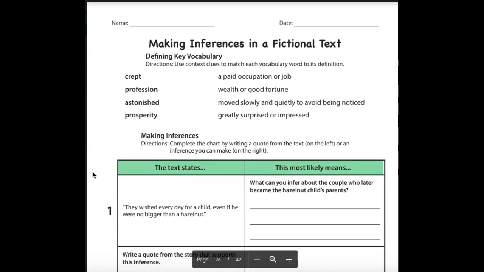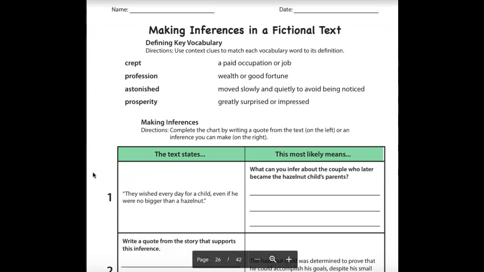All right, so let's take a look, and we're going to make some inferences, and we do this a lot in class, in my small group and in Mr. Miller's and Miss Nash's, where we use context clues to match each vocabulary word to its definition. I'll read both the word and the definitions, and we'll go back up and figure out which is which.